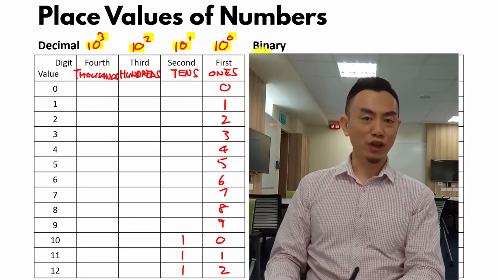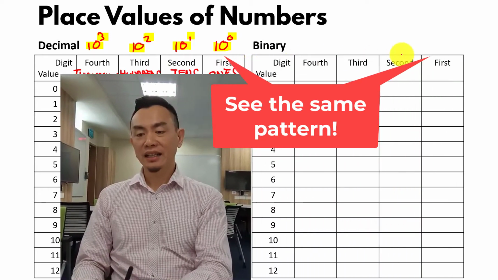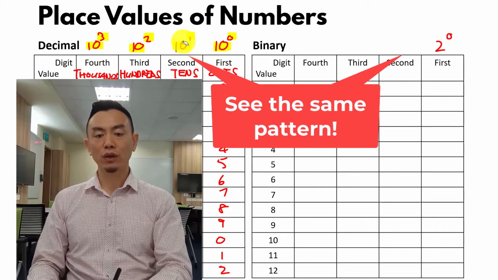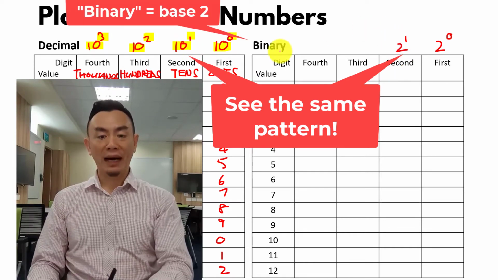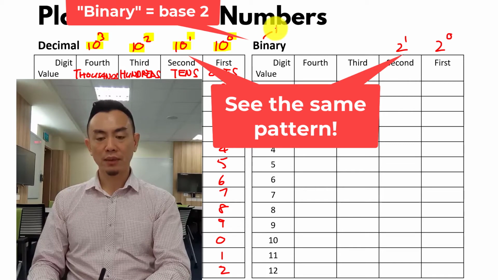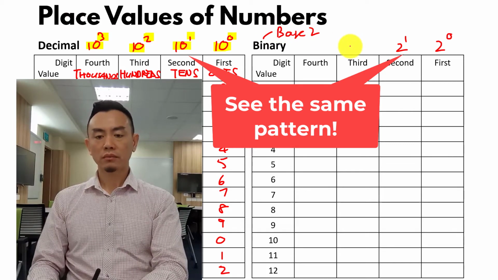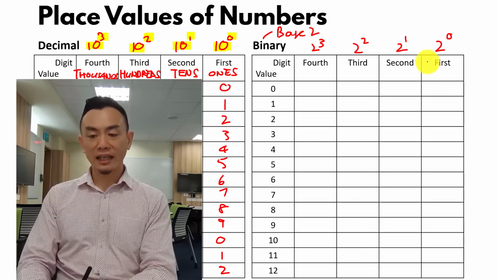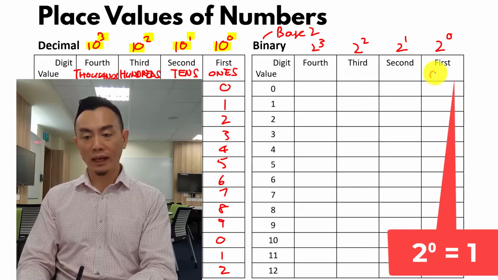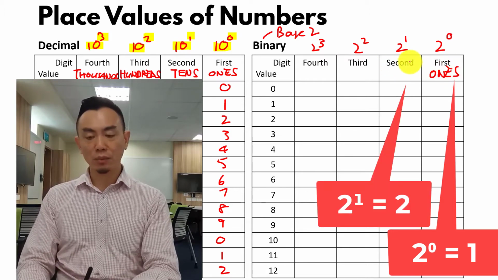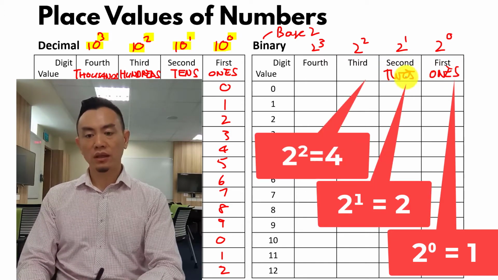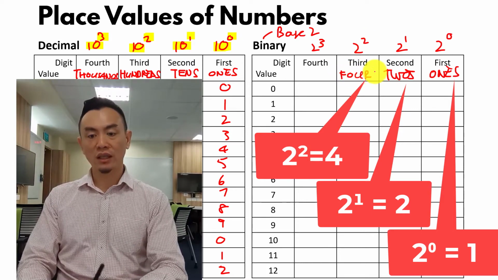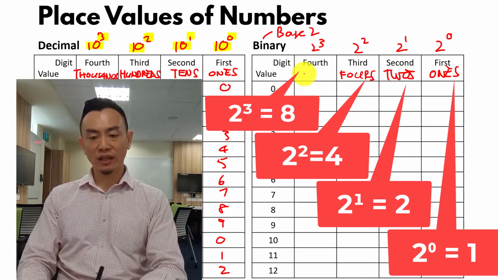So for binary, if we follow the same logic, the first place will follow 2 to the power of 0. The second place will follow 2 to the power of 1, because these are now binary, that means base 2 numbers, right? Base 2. And you have 2 to the power of 2, 2 to the power of 3. So if you are writing this in English, the first would be the ones, the second would be the twos, the third, 2 squared, would be 4, so this would be the 4s, and 2 to the power of 3 is 8, so you have the 8s.